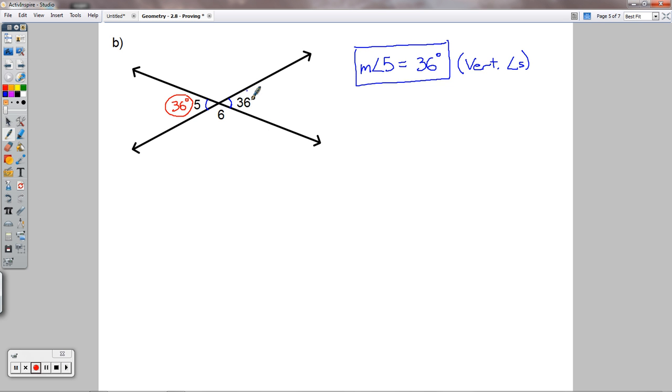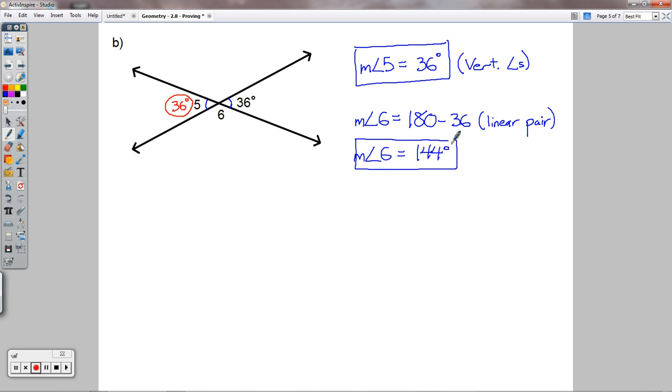So let's write down what I can clearly tell from the picture. Measure of angle 6 would be 180 minus 36 because you have a linear pair. There's my justification in parentheses. Now I can say this is 144 degrees, the measure of angle 6. So I could write that in there, and let's see if that checks out. If you add 144 and 36, that's 180, either way you look at it. So that seems good.